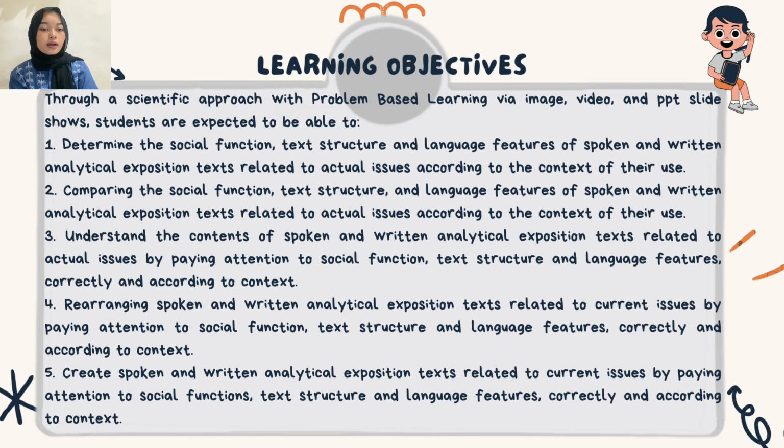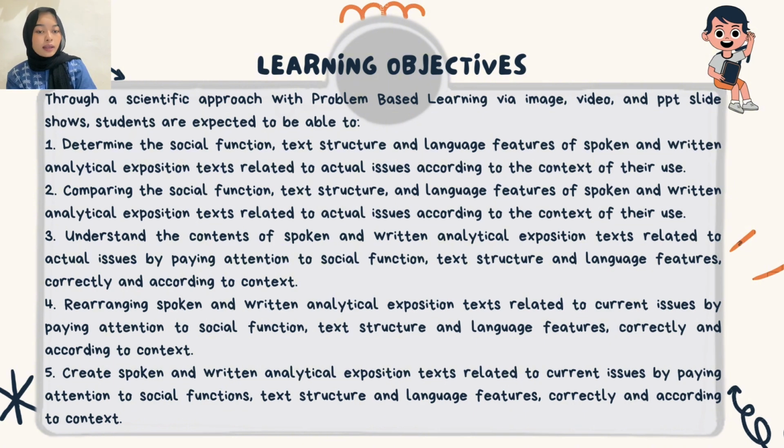1. Determine the social function, text structure, and language features of spoken and written analytical exposition text related to the actual issues according to the context of their use. 2. Comparing the social function, text structure, and language features of spoken and written analytical exposition text related to actual issues according to the context of their use.